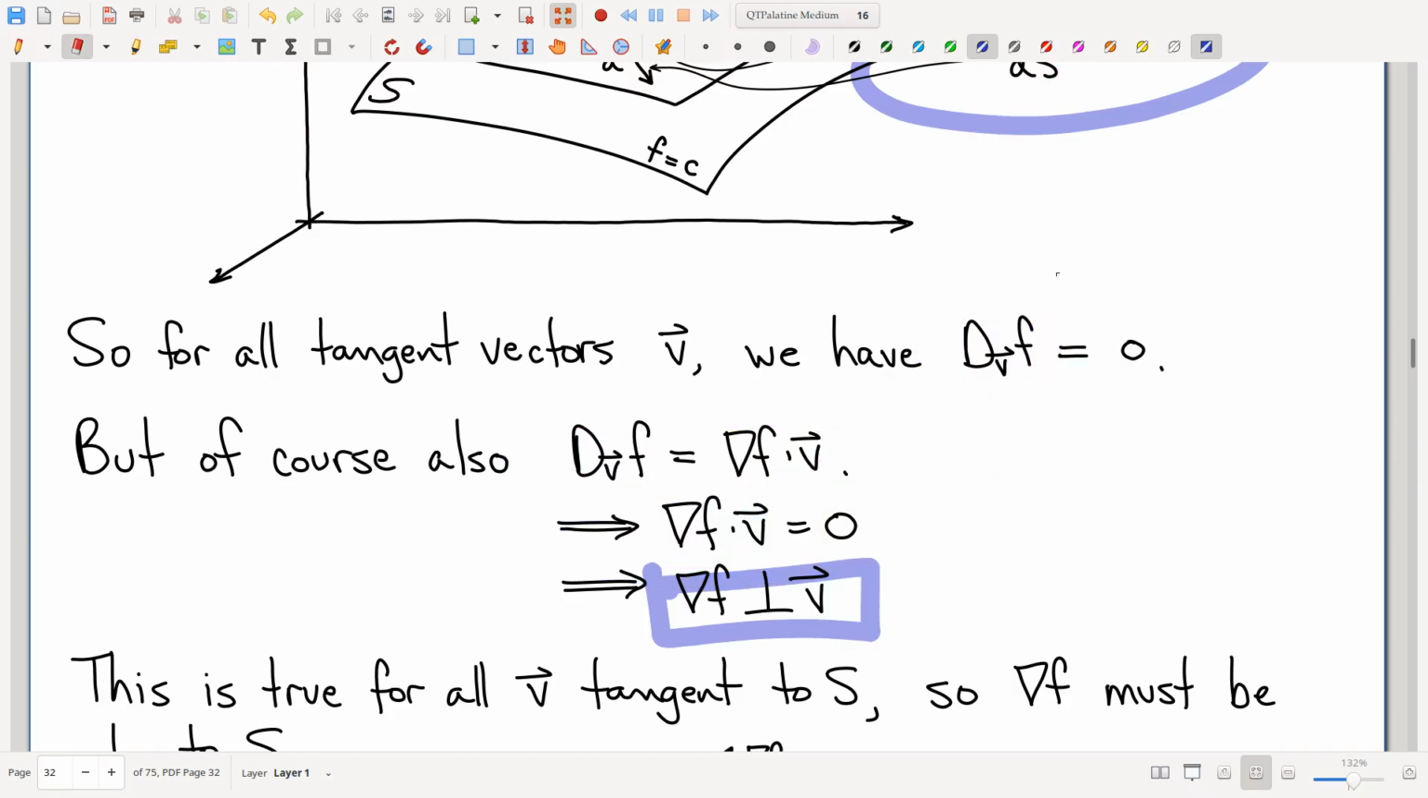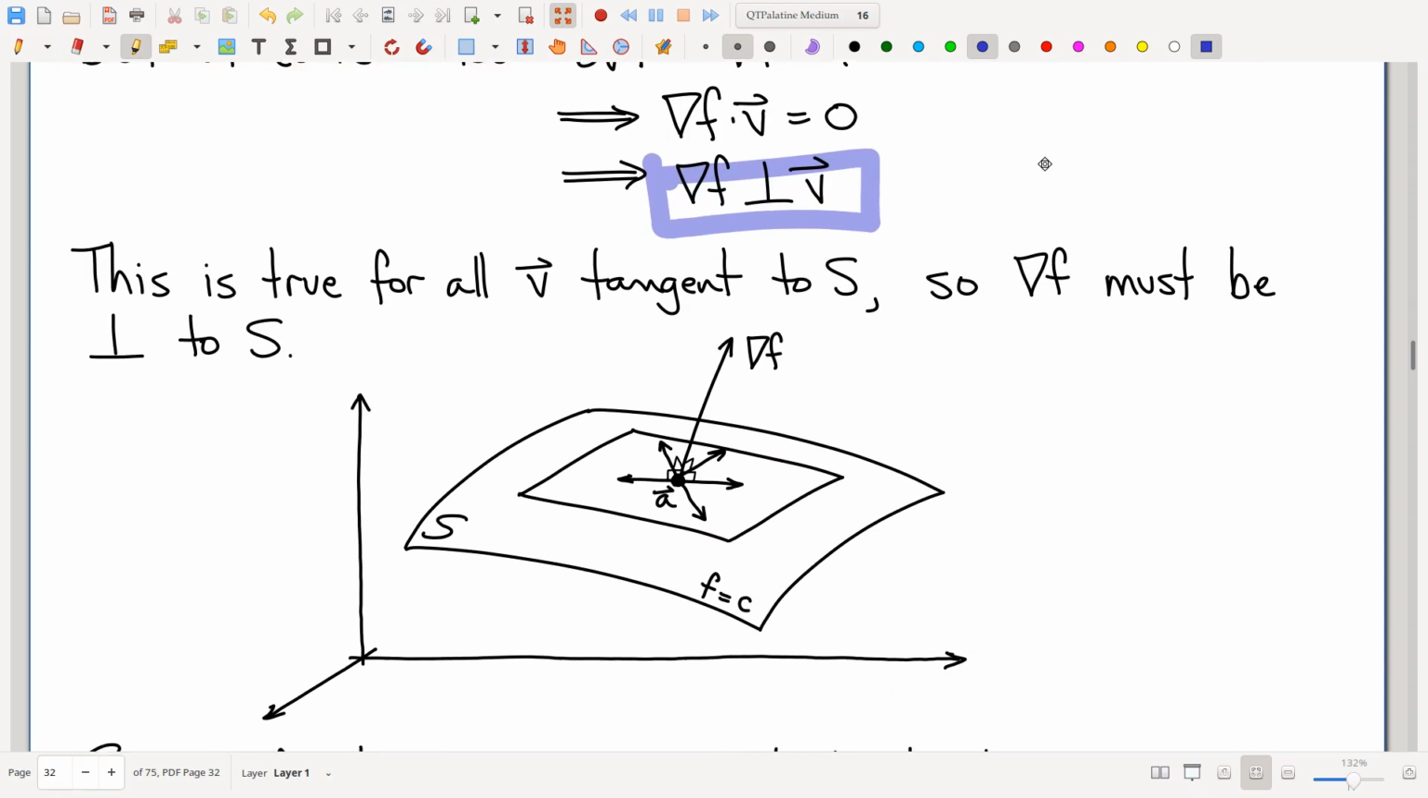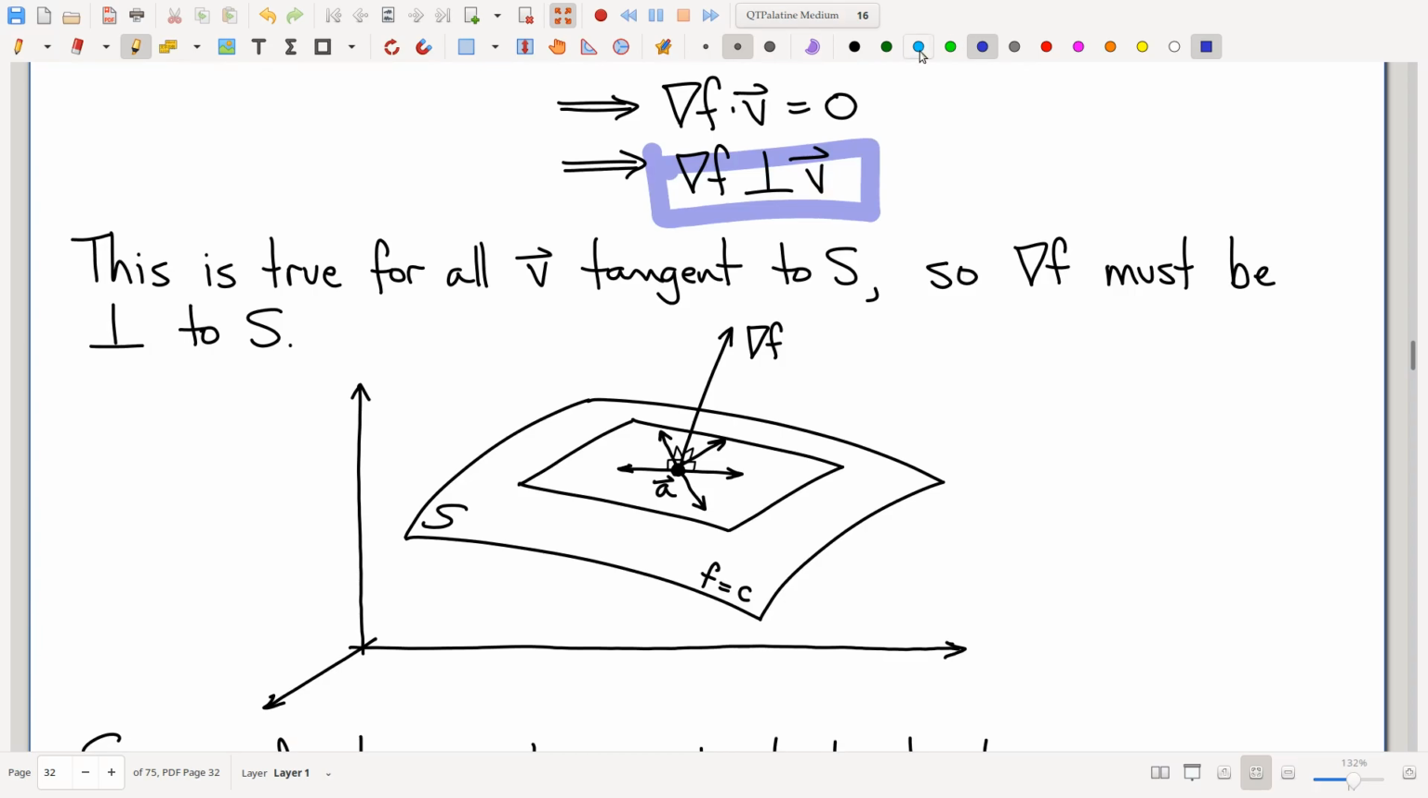Now let's keep that in mind, and remember which tangent vector I was looking at. You'll notice I didn't specify. This works for any tangent vector. It works for all tangent vectors. So not only is the gradient perpendicular to that tangent vector, it's perpendicular to every possible tangent vector. What could the gradient be that's perpendicular to all of those tangent vectors? I argue that there is only one possibility: it's going to be perpendicular to the surface itself.